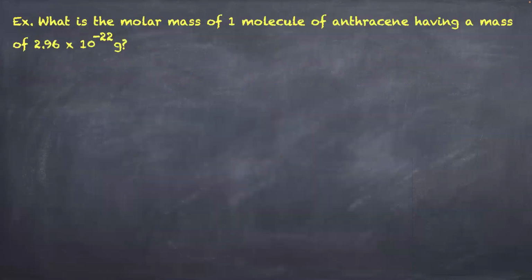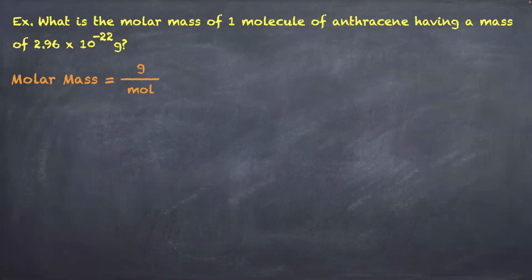Now let's take a look at another example. What is the molar mass of one molecule of anthracene having a mass of 2.96 times 10 to the negative 22 grams? So molar mass is one of those things that is made from 2 units. So it's best to write the unit for that. It's not one of those that you can use unit conversion alone to find the answer for.